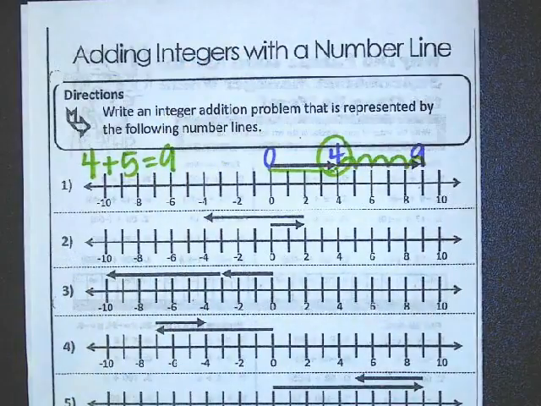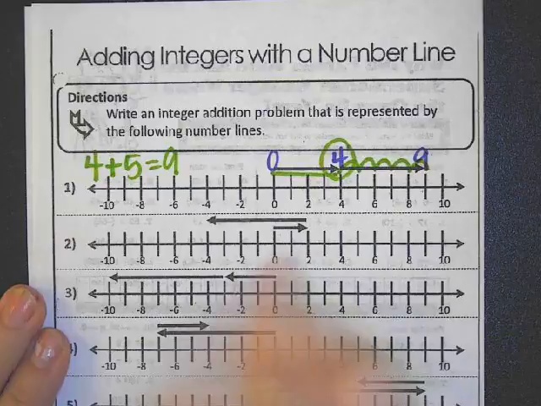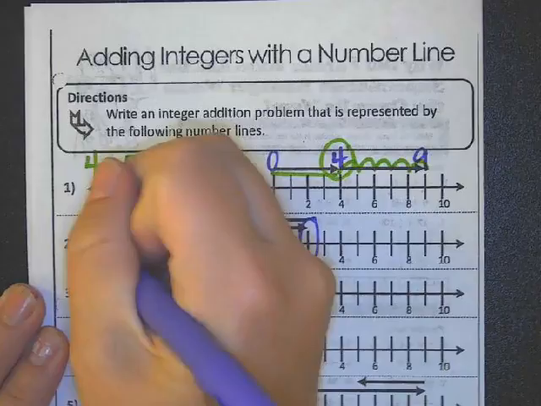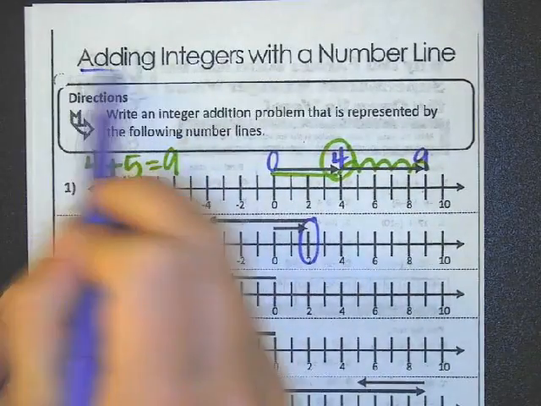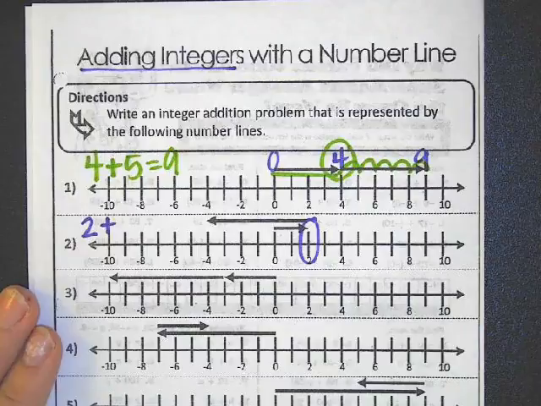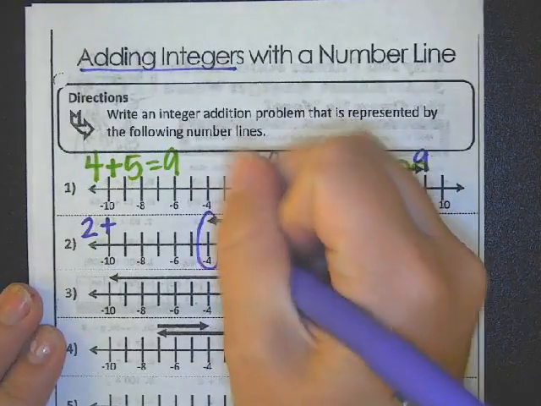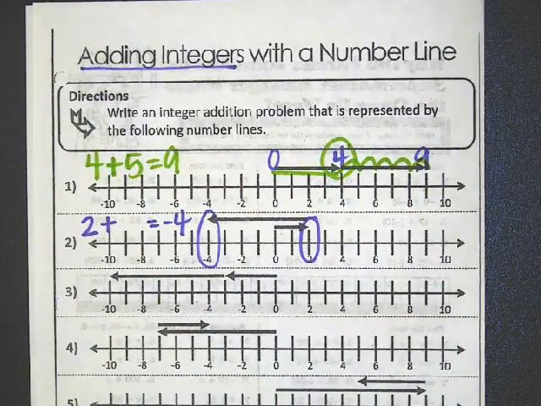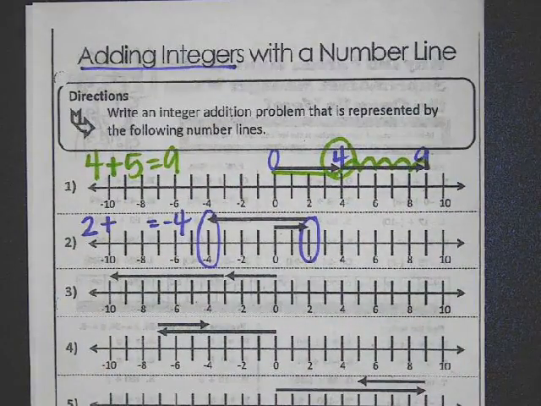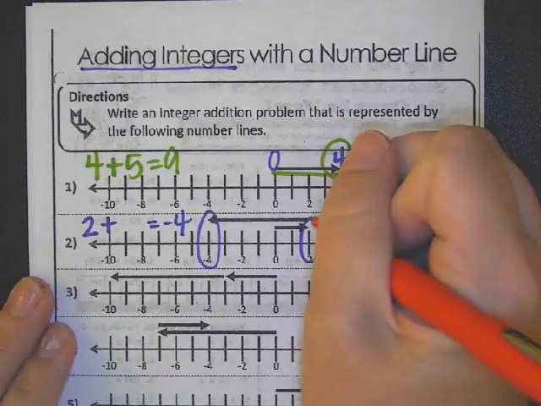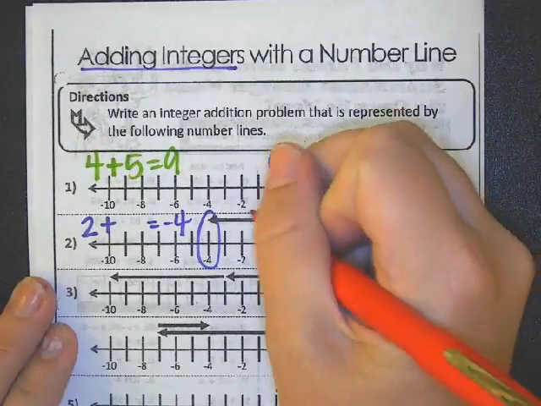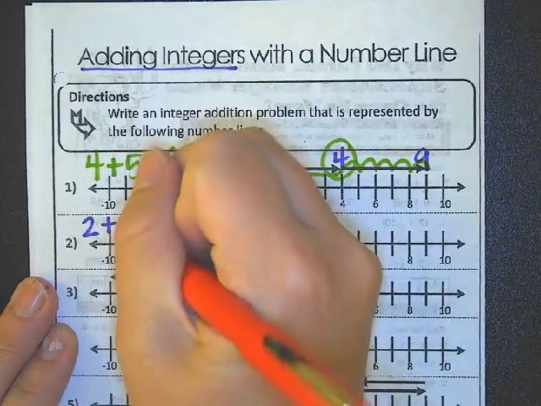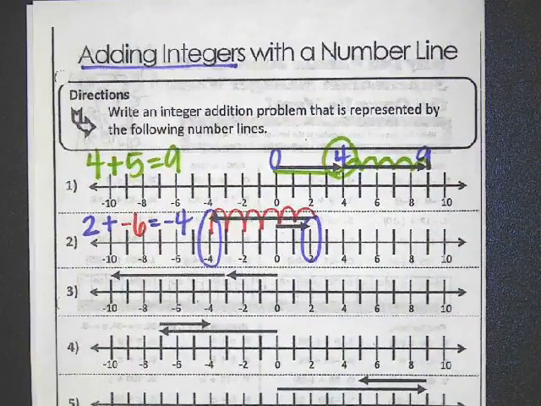Let's try another example. In this problem, I see that I'm not starting at 0, but I'm actually starting at 2. So I'm going to say 2 plus, because we're adding integers, 2 plus what is going to get me to the final answer of negative 4. I want to count how many places I go back. If I'm going backwards, that tells me that I'm adding a negative integer. So I have to go back 1, 2, 3, 4, 5, 6. 2 plus negative 6 equals negative 4.